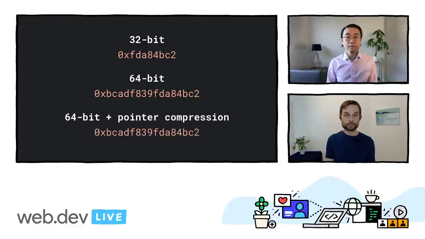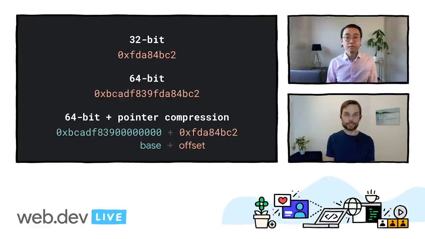Under pointer compression, you can take your 64-bit pointer and then you can split it in half. You can split it into a base and an offset. The base is the start of that 4 gig allocation area, and the offset is the offset within it. And then you only have to store the offset on objects, which means that your pointers got half the size. They got back to 32-bit size.